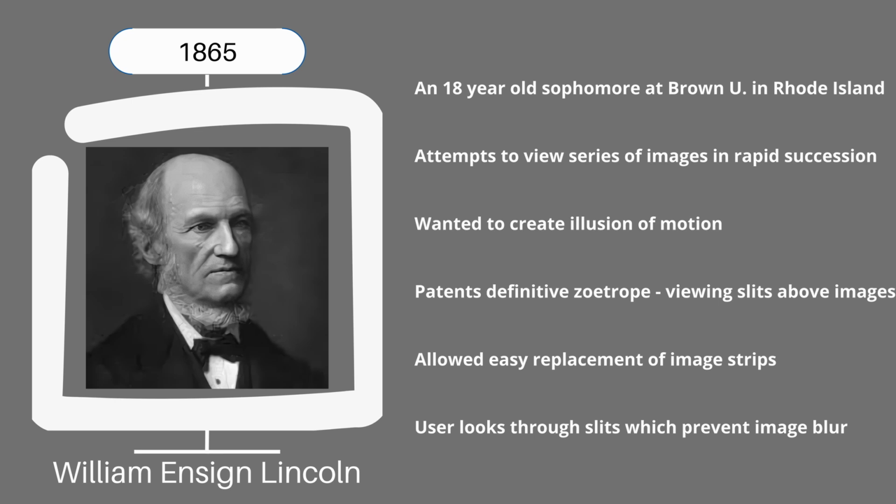American William Lincoln, while an 18-year-old sophomore at Brown University in Rhode Island, makes some attempts to view a series of images in rapid succession in order to create the illusion of motion. In 1865, he patented a carousel-like device with slits in it called the zoetrope. Image strips are placed on the inside of the carousel, and as it spins, the images appear to move. The viewer looks through the slits, and this helps to prevent image blur as the zoetrope spins. This is an important step towards the development of motion pictures.